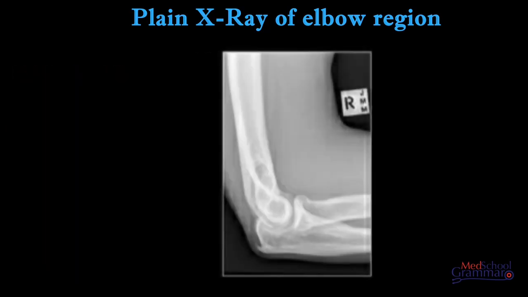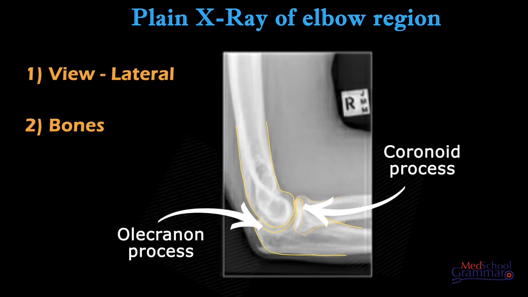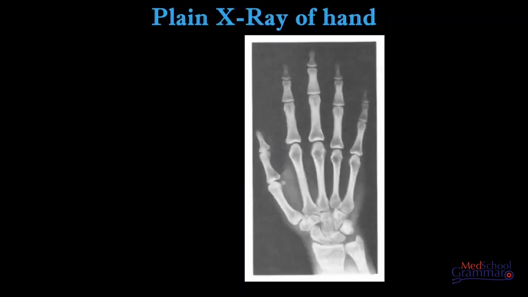Here is another view of the elbow. This is the lateral view. The bones seen are the lower end of the humerus, the upper end of the radius with the head, and the upper end of the ulna showing the coronoid process and the olecranon process. Let's move on to the last part of the X-rays in the upper limb.